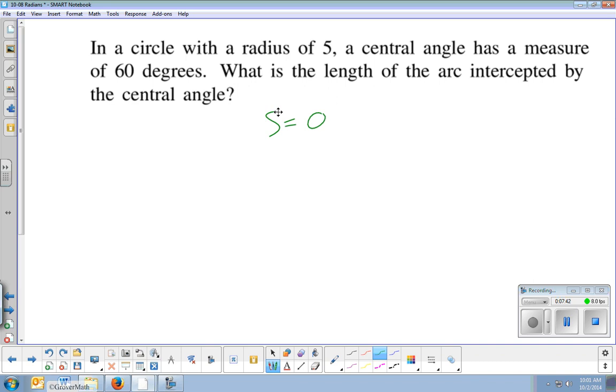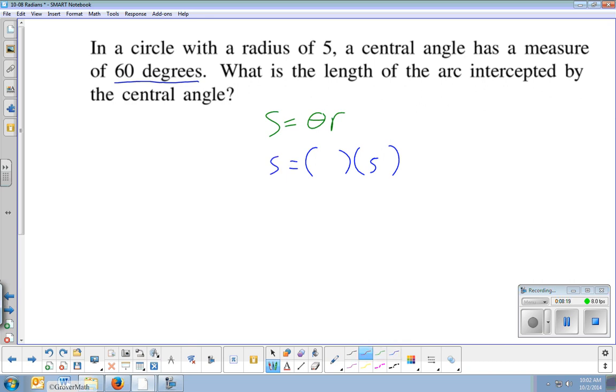S equals theta r. And you know it's an S equals theta r question when the question is referencing a radius, an angle, an arc length. Again, arc length is if you have a circle, I'm talking about the length of the actual arc. Very similar or exactly like the circumference of a circle. So S equals theta r. In a circle with a radius of 5, so this time they're giving us the radius again. This time the radius is 5. And a central angle that has a measure of 60 degrees. What is the length of the arc?